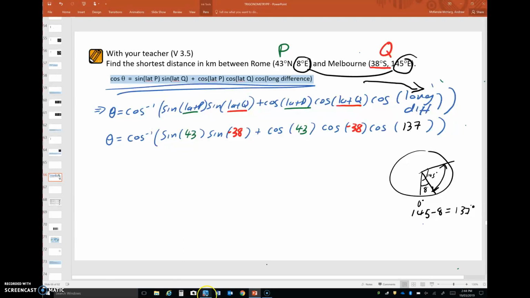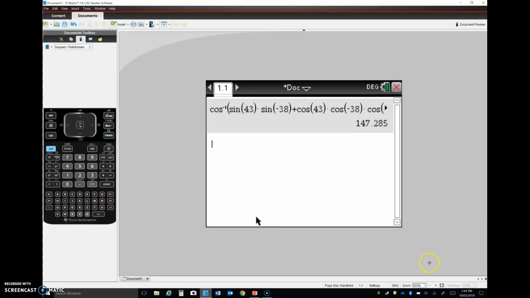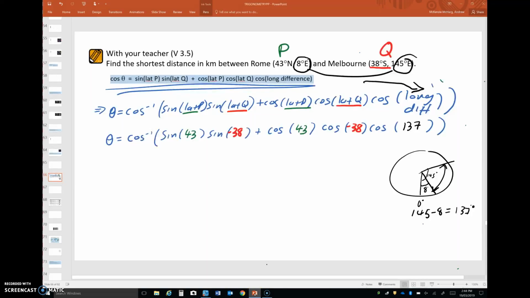Okay, so here it is. I've typed it into the calculator. It's a big long one. And when you press enter, you get this 147.285. Okay, now that's probably rounded off to 3 decimal places. Look, we don't need to do any rounding off. This is what I recommend you do. At this point, you just write theta equals 147.285... We know it's going to go on, right?